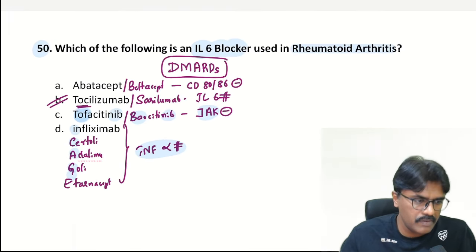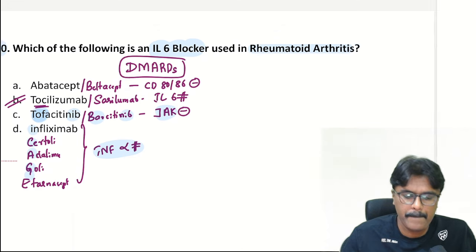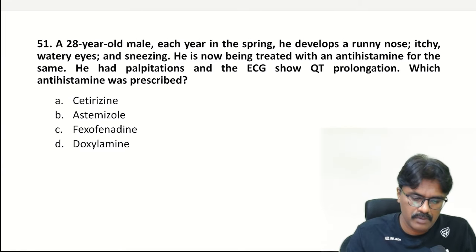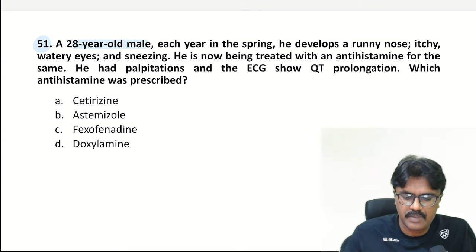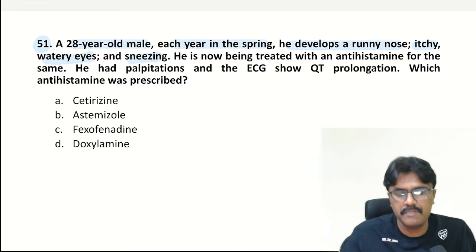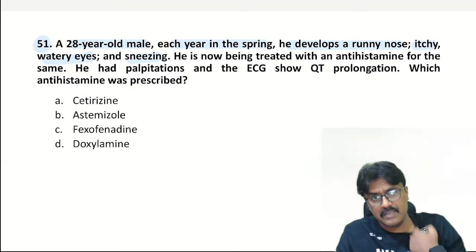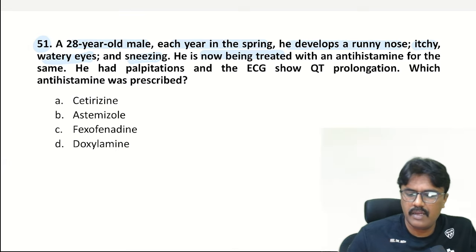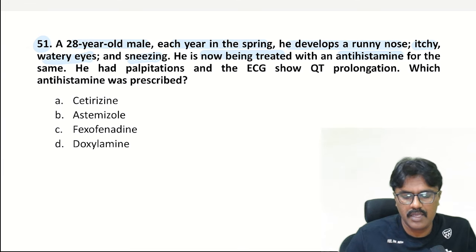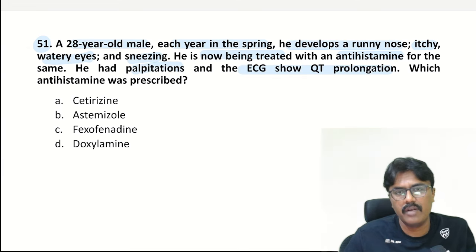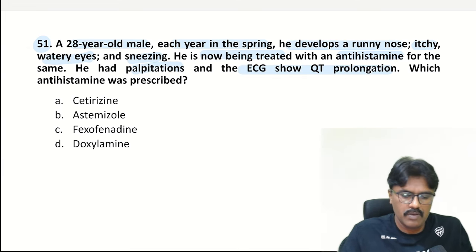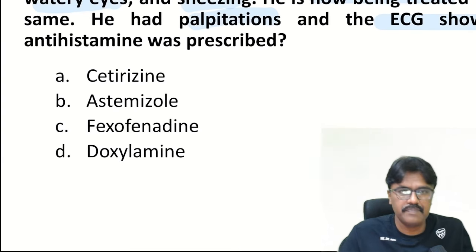Okay, so we're done with question number 50. Question number 51. A 28-year-old male, each year in the spring he develops a runny nose, itchy, watery eyes, and sneezing. That means a case of allergy, particularly allergic rhinitis and allergic conjunctivitis. He is now being given an antihistamine for the same. He had palpitation and ECG showed QT prolongation, arrhythmias. Which antihistamine was prescribed? Any guess?